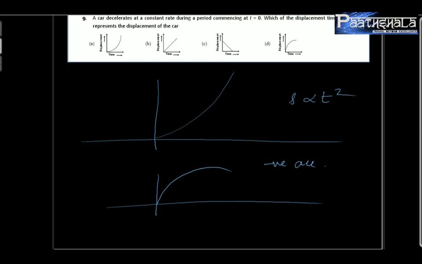Which of the displacement graphs represents the displacement of the car? Yeah, the answer is actually option D. Now here S is proportional to minus t square. Minus t square will look something like this, right? T square will look something like this.